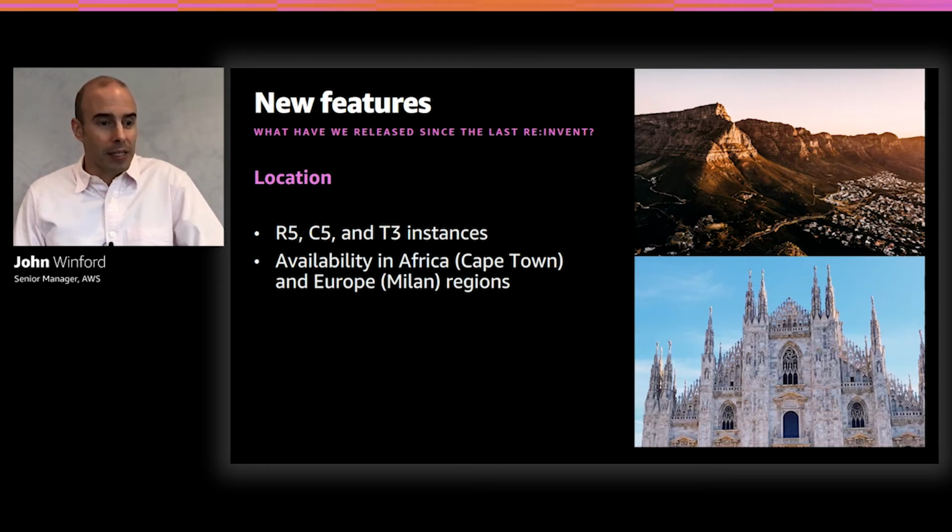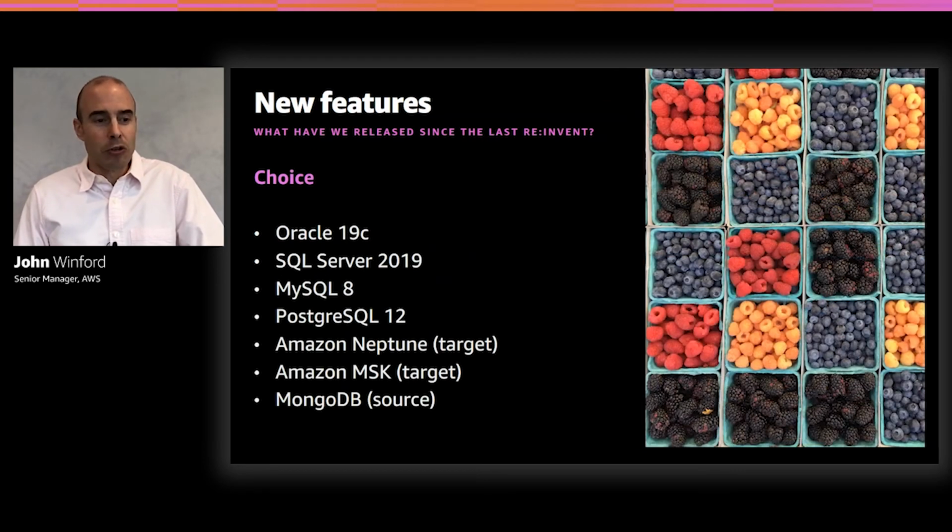Next thing we've done is added more support for newer and improved versions of database engines. So we've got Oracle 19c, SQL Server 2019, Postgres 12, and so on. We've also added some new Amazon database engine targets, so Neptune, MSK, and of course also added the ability to migrate from Mongo. Whenever a new engine comes along, there's a pretty good chance it's going to be added to DMS.